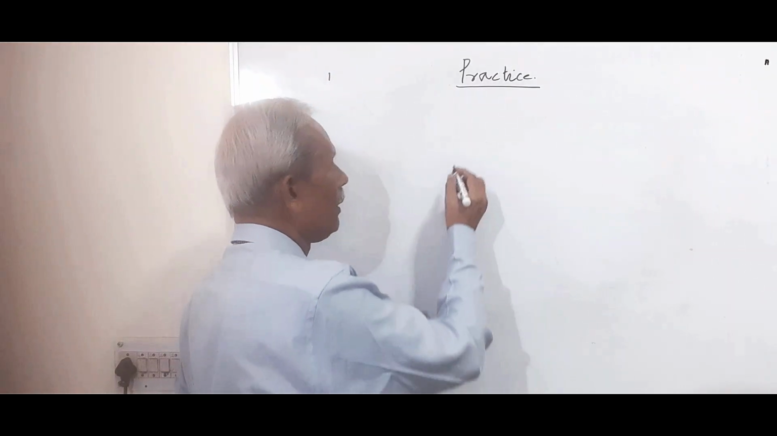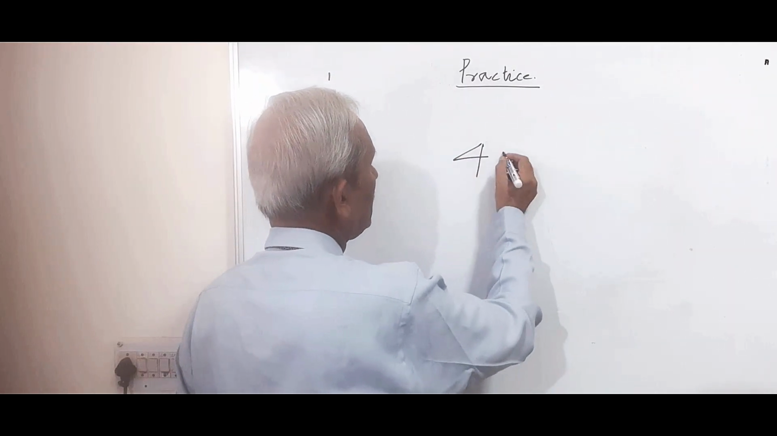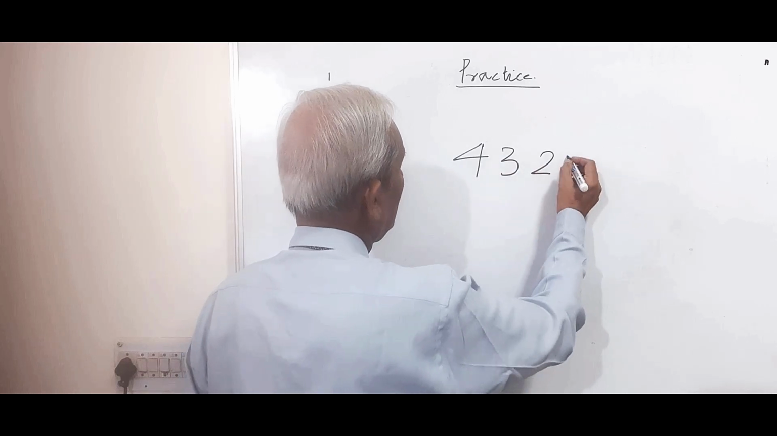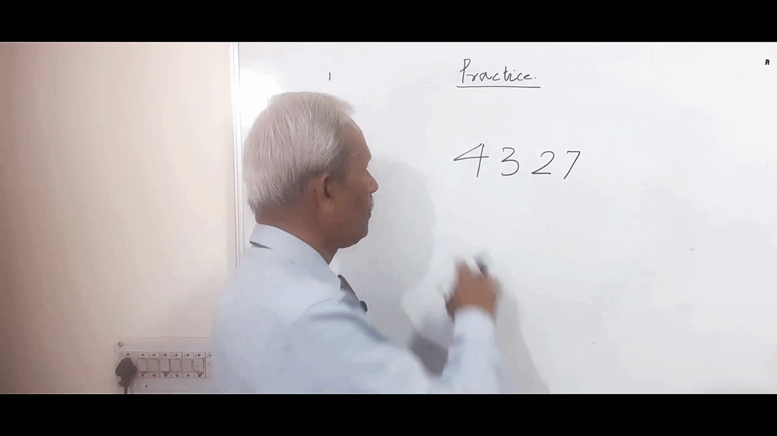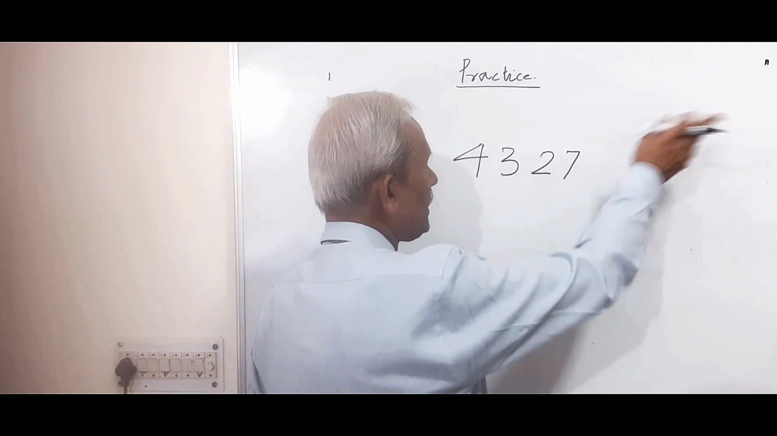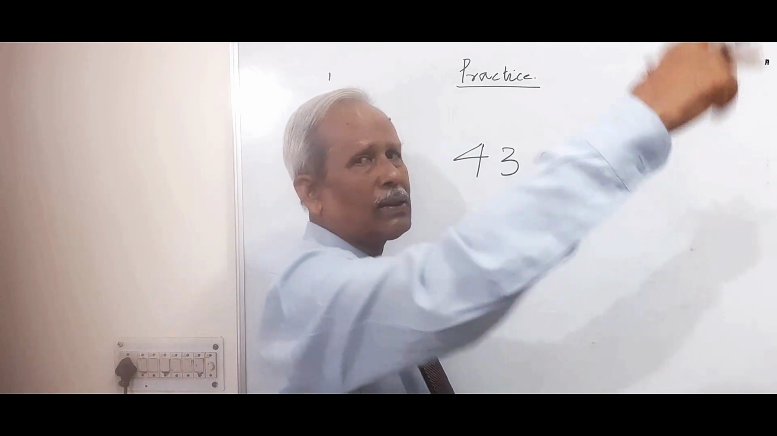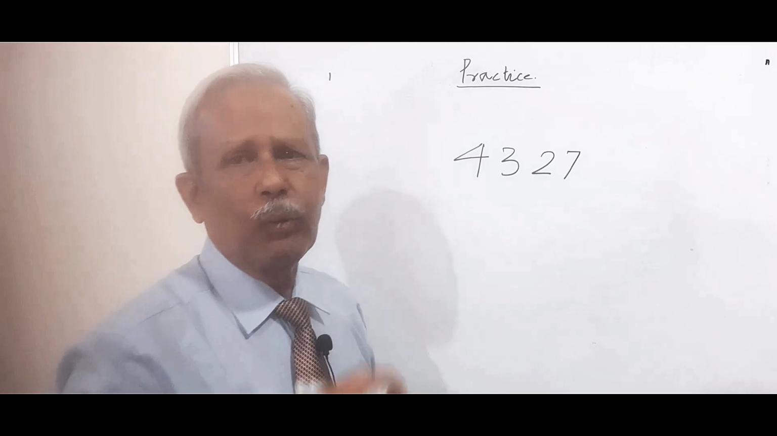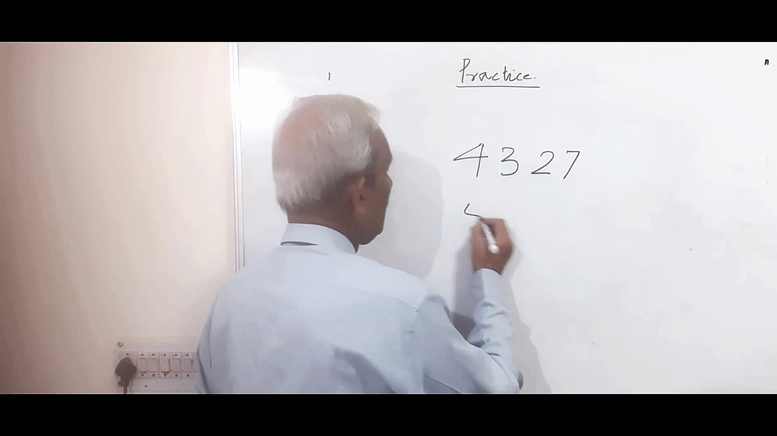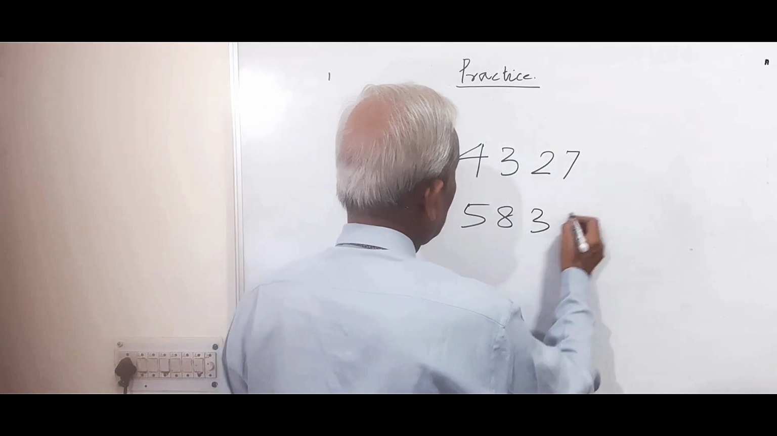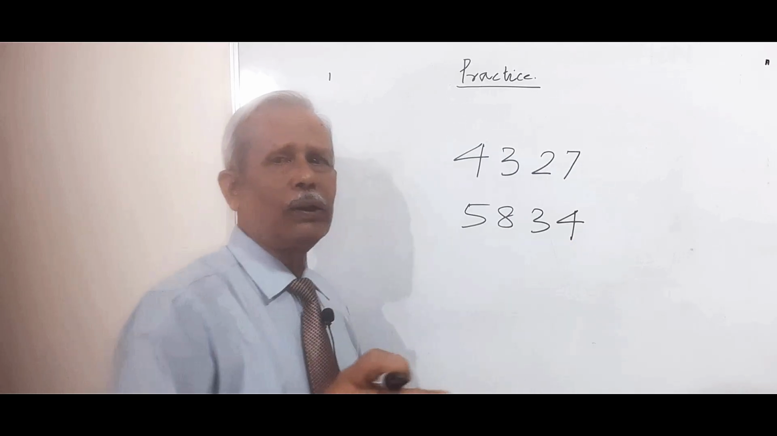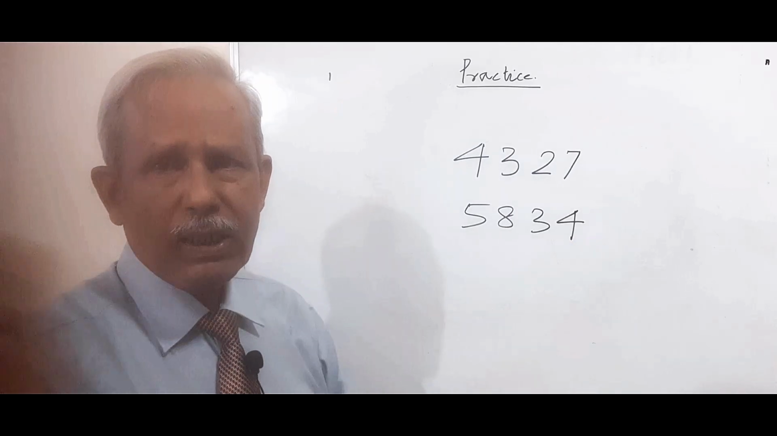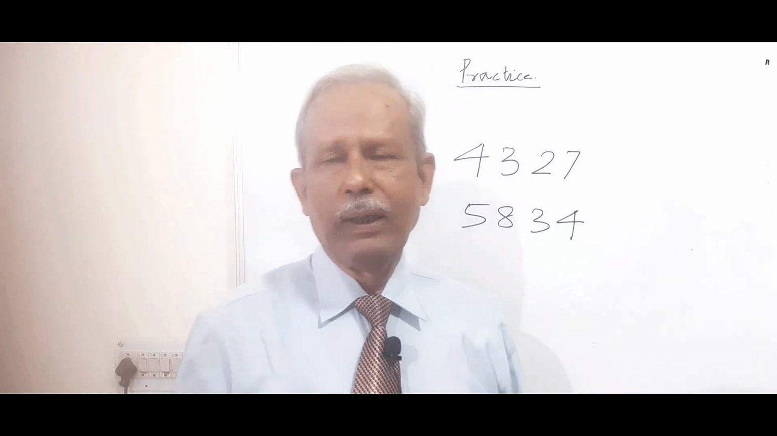Say for example, the number plate of a car in front of me is written 4327. I used to total it. 4 plus 3, 7 plus 2, 9 plus 7, 16. And 16, 1 plus 6, 7. Just add it quickly. There's another number nearby, 5834. You just add it. 5 plus 8, 13 plus 3, 16 plus 4, 20. 20 plus 2, 22, 2 plus 2, 4. Just add it. Wherever you find numbers, just add it.